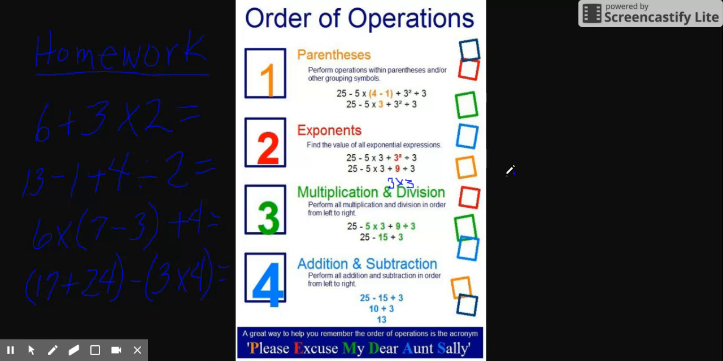These are your 4 problems that you are going to complete for homework. Make sure you write them on a separate sheet of paper. Show me all your work. Make sure you write the steps down like it shows you in this visual.